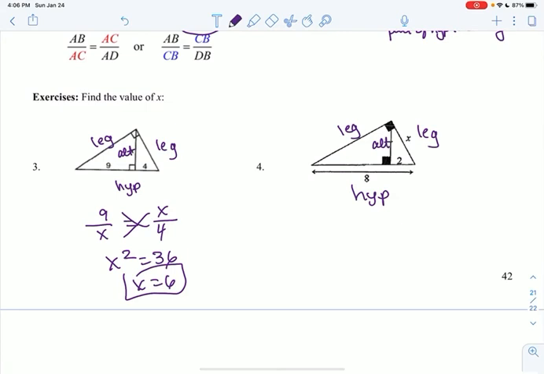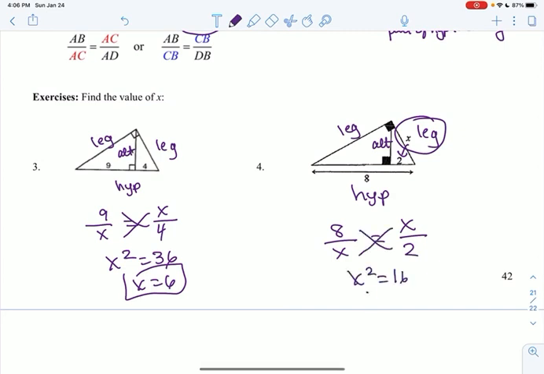The second one, now this is again a leg, the hypotenuse, the altitude. I don't have the altitude, I'm not trying to find the altitude. I have the leg, so I'm going to use the leg rule. The leg goes in the bottom left, top right. Now with the leg rule, you use the whole hypotenuse, which is 8, and then the part that's next to the leg. So again, you cross multiply, x squared equals 16, and x equals 4. So we will practice those 2 rules tomorrow.